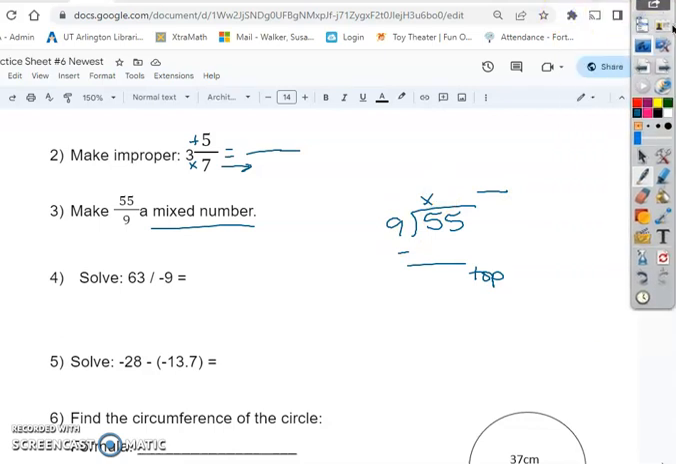Just for fun, I'm going to remind you of the 9s. 0, 1, 2, 3, 4, 5, 6, 7, 8, 9. Okay. So use that. Whatever you have left goes on top. Your denominator stays a 9.